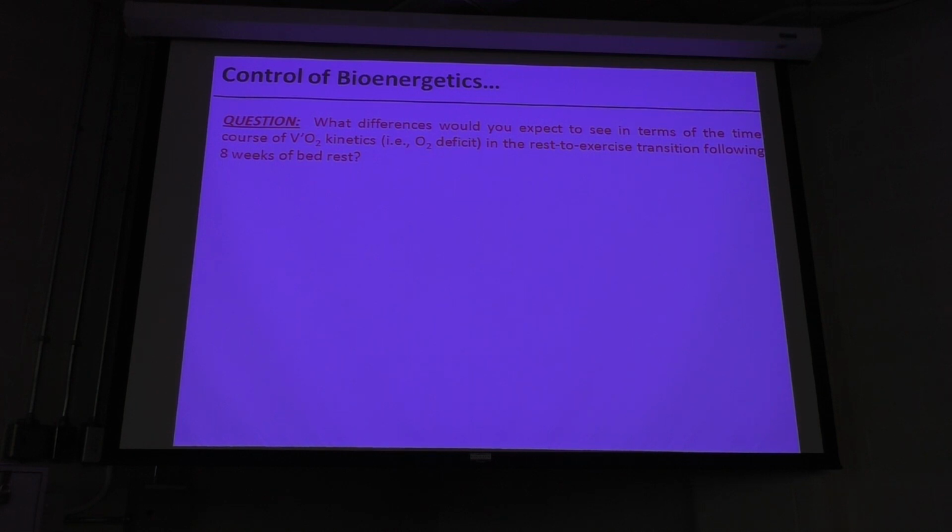So, point is, if you have bed rest like that, periods of prolonged physical inactivity, what would happen to the oxygen deficit? Would the oxygen deficit be higher or lower? In other words, would it take oxygen uptake kinetics longer to reach a steady state and oxidative phosphorylation longer to turn on, or slower to turn on? Longer and slower are the same.